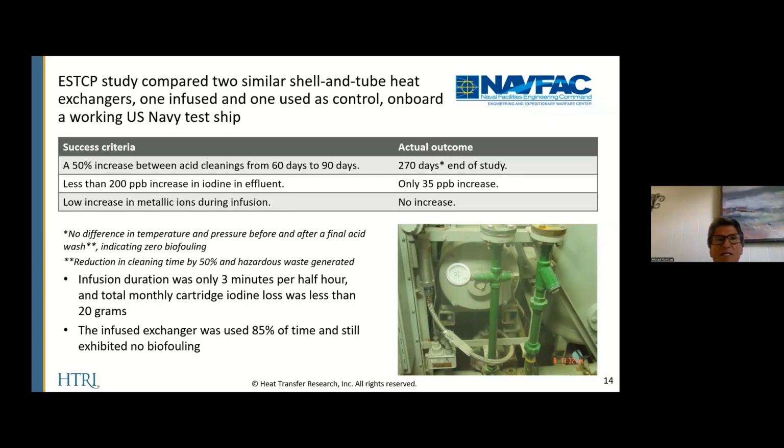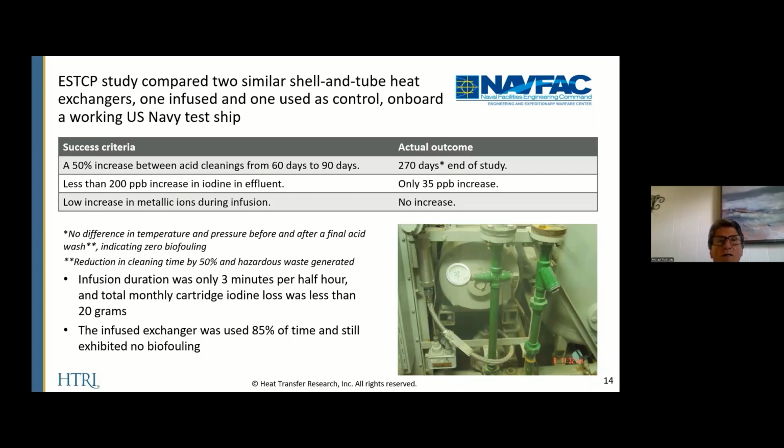The second thing is they wanted to be able to achieve this without an effluent in the seawater that was anywhere near 200 parts per billion, which at the time was what they were allowed to use for chlorine. And lastly, they wanted to see if the nanobubble presentation would have any effect on the metallic or gasket components within the system.